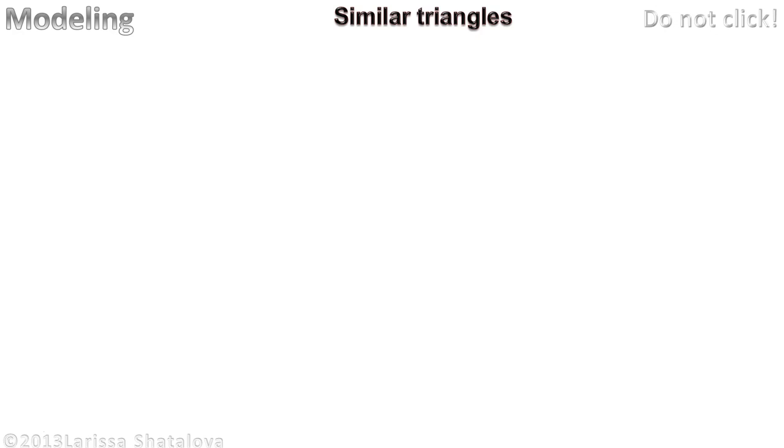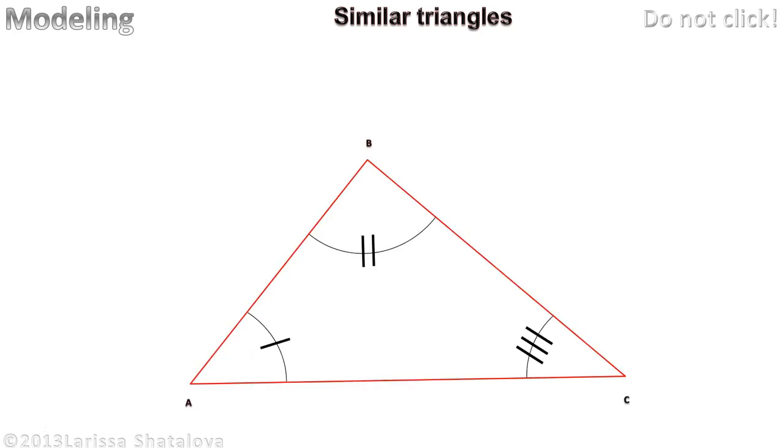Similar triangles. Here is triangle ABC. And then another one, smaller. Triangle ABC. Exactly the same shape, only the size is smaller. This is what we would call similar triangles. What is very important here in similar triangles?